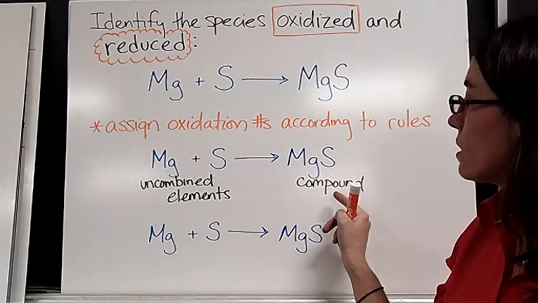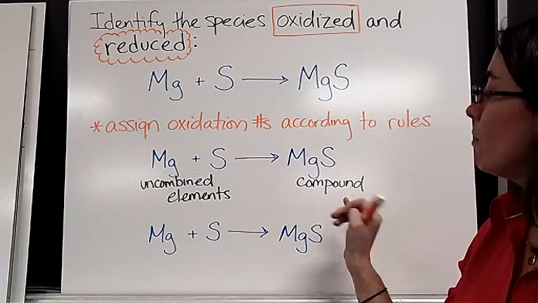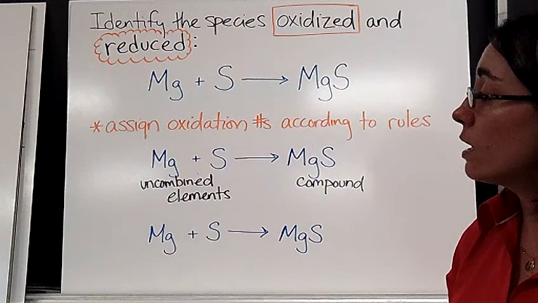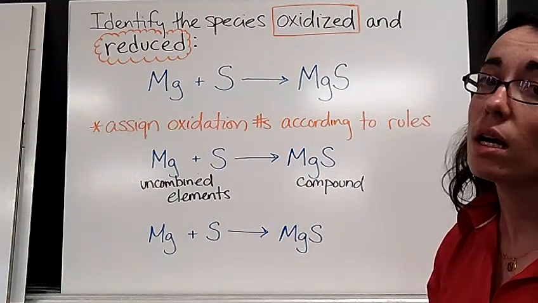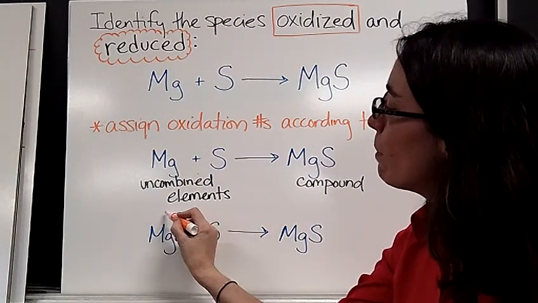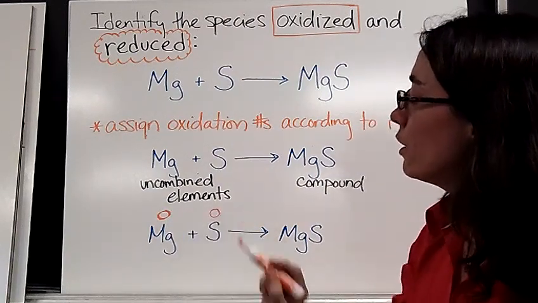Whereas on the product side, Mg and S are so close together, that means they're bonded and they've made a compound. So the rules from our other video tell us that uncombined elements have an oxidation number of 0. So I'm going to label both of them with a 0 on the reactant side.